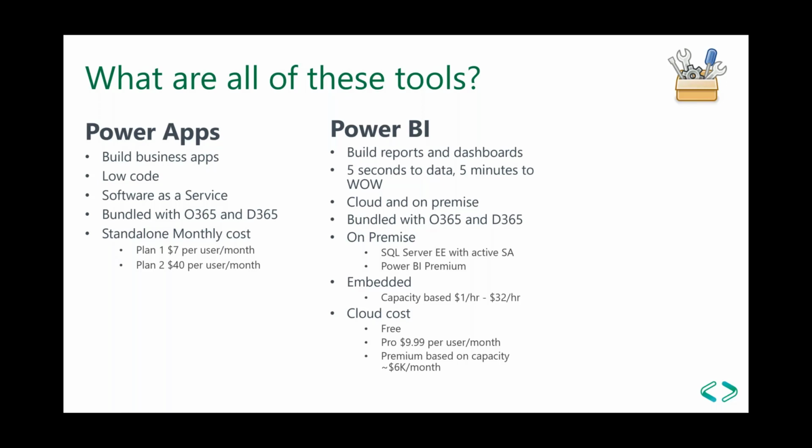There are 3 flavors, as I mentioned: the on-premise version, and there's also an embedded version, which is capacity-based. You're basically paying for a certain amount of CPU and RAM in a Microsoft data center, and then you can embed that into your web application, for example. Just to give you a sense of the cost, there is a free version, but it's limited with regards to your ability to distribute content. There's a pro version, which is about, I think this slide's a little bit outdated, but it's gone up a little bit in price, about $10 per month. And then the premium, where you have a dedicated node, is about $6,000 per month per node.